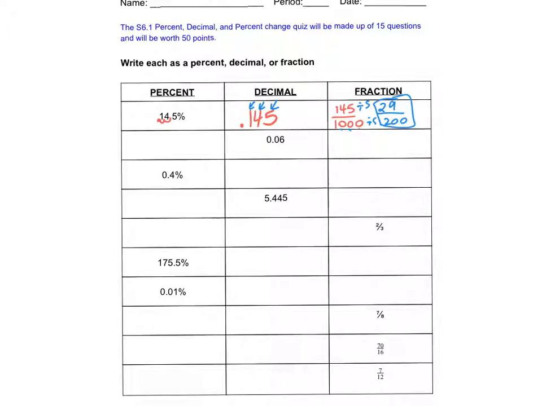For the decimal, 0.06, if we want to make it a percent, you are going to move towards the place that you want that percent symbol twice. So then you're going to have 6%.